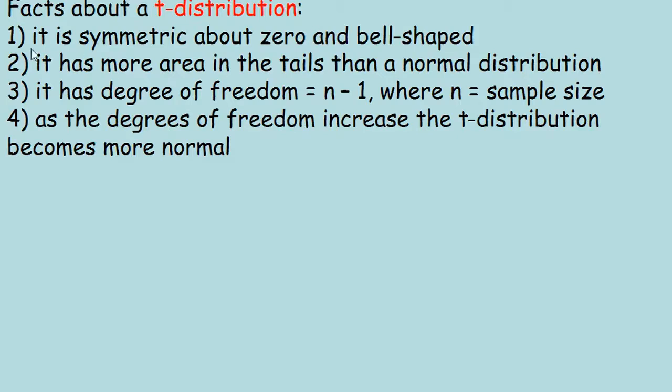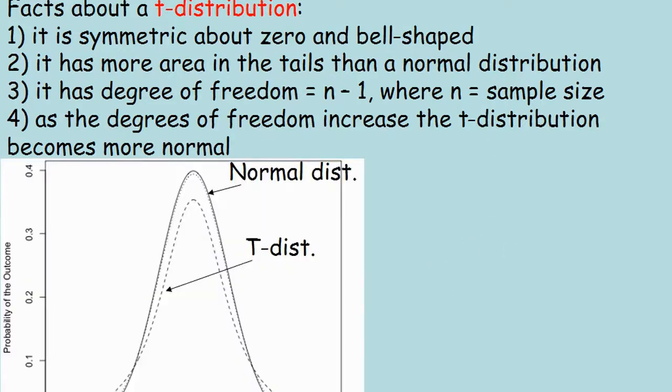Memorize them. Number one, it is a symmetric graph that's centered around 0 and it looks bell curved, like bell shaped. Number two, it has more area in the tails than the normal distribution. So here's a picture to help you with that. So I know the two curves look the same. They look like a bell curve. This solid line here, that's called a normal distribution, and you're used to that one. Okay, the other bell-looking curve that's dashed, that's called a t-distribution.